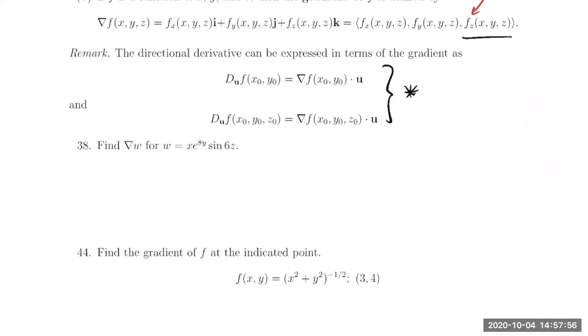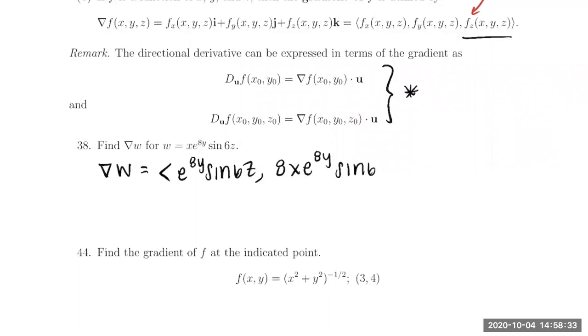So let's get some practice working here with gradients. We want to find the gradient for W. So remember, the gradient is just the vector whose component functions are the partial derivatives in each coordinate. So let's write our gradient for W. First, I want the partial with respect to x. That's going to give me e to the 8y sine 6z. Next, I want the partial with respect to y. The chain rule will kick out an 8 in front, so I get 8x e to the 8y sine 6z.